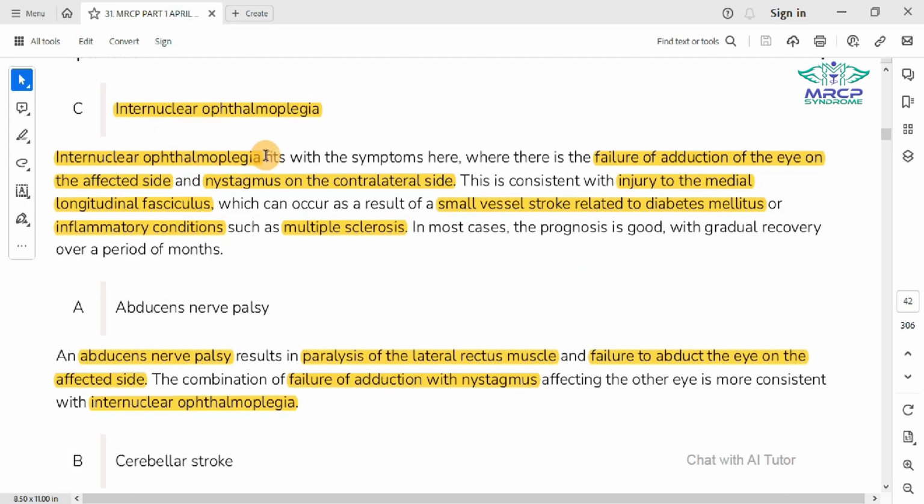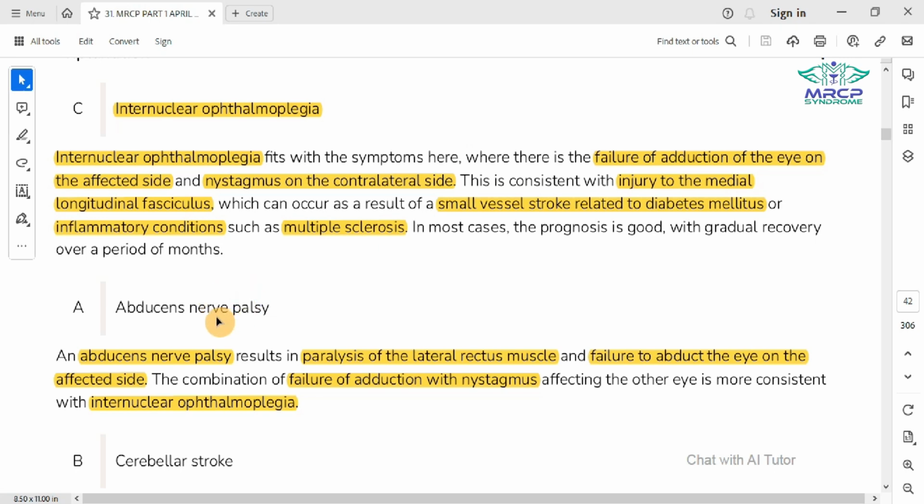Internuclear ophthalmoplegia fits with the symptoms here, where there is failure of adduction of the eye on the affected side, and nystagmus of the contralateral eye. This is consistent with injury to the medial longitudinal fasciculus, which can occur as a result of small vessel stroke related to diabetes mellitus, and inflammatory conditions such as multiple sclerosis.